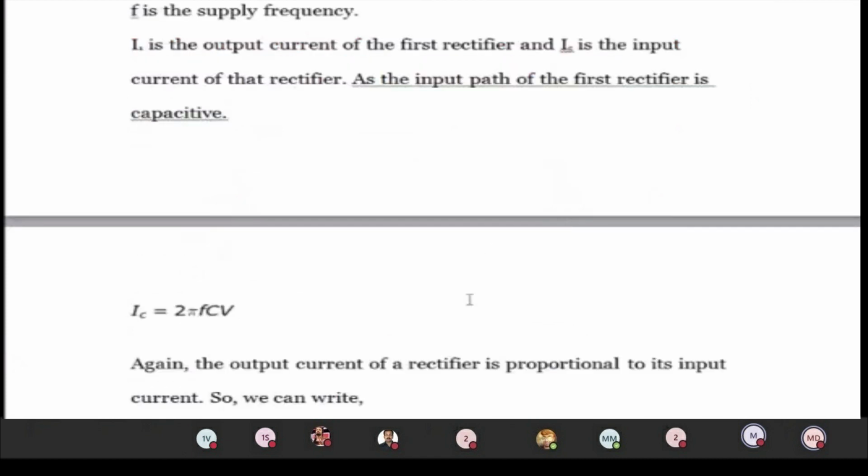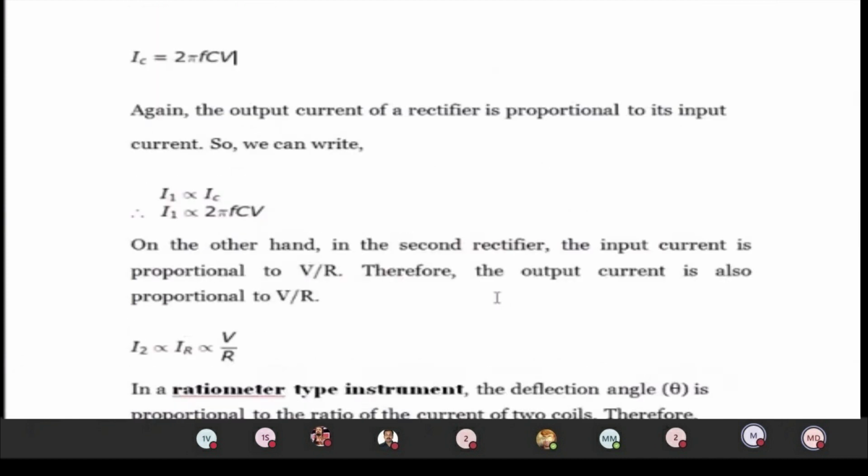Now how to calculate the input current? IC is taken as 2 pi FCV, where F stands for supply frequency, C stands for capacitance value, and V stands for the input supply voltage. Since we have assumed the output current of the rectifier is proportional to its input current, we can write directly I1 is proportional to IC, and IC we already have as 2 pi FCV, so we can substitute it. So I1 is proportional to 2 pi FCV.